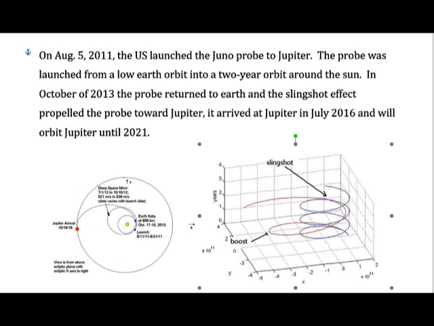On August 5, 2011, the United States launched the Juno probe to Jupiter. The probe was launched from a low Earth orbit into a 2-year orbit around the Sun. In October of 2013, the probe returned to Earth, and the slingshot effect propelled the probe toward Jupiter. It arrived at Jupiter in July 2016.